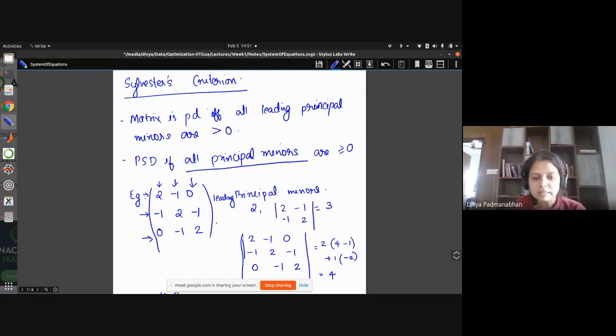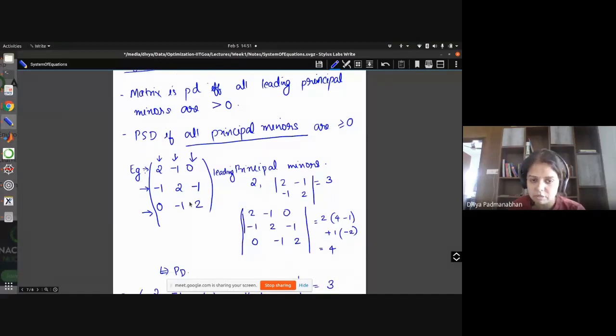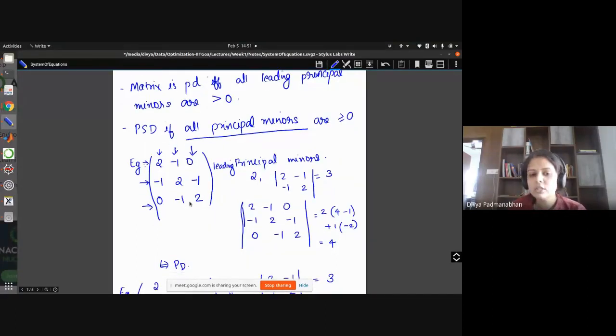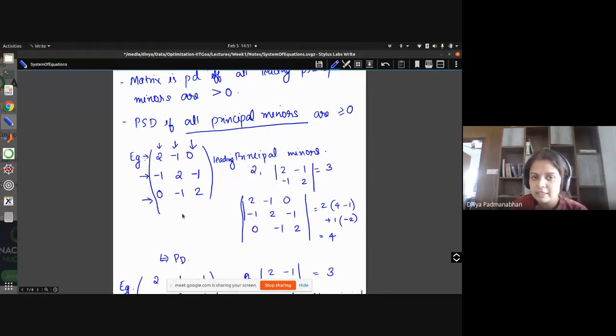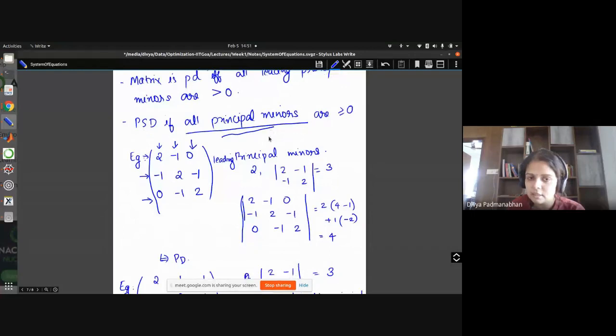Now for the case of positive semi-definite matrices, there's a small difference in the condition. It's not all the leading principal minors, but all the principal minors that must take a value which is non-negative. So what is the difference here? What you need to do for this case, okay, this is a matrix with a slight difference. Only these values are -1.